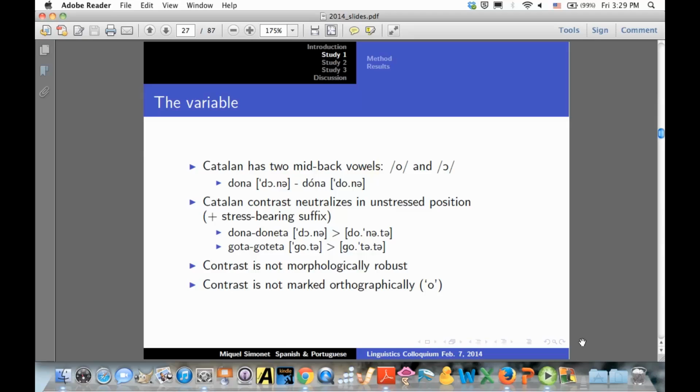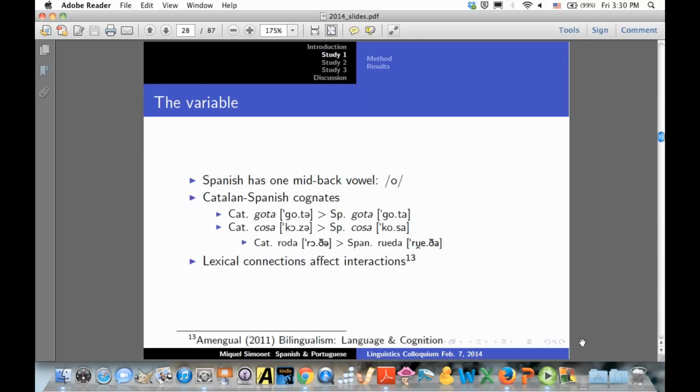And Spanish only has one mid-back vowel. And there are cognate connections between Catalan open O, closed O, and Spanish O. So that Catalan gota corresponds to Spanish gota, O to O, but Catalan casa corresponds to Spanish cosa, so open O to O as well. So this, and the fact that there are lexical connections that affect these interactions, I think that this is a recipe for failure.